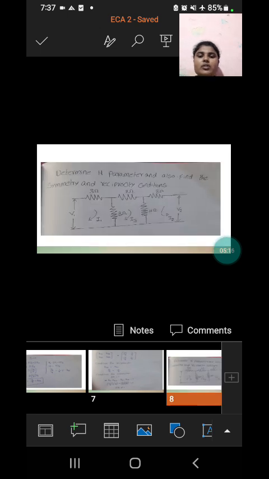And another example: determine the H parameter and also find the symmetry and reciprocity conditions. Here this is a pi network.